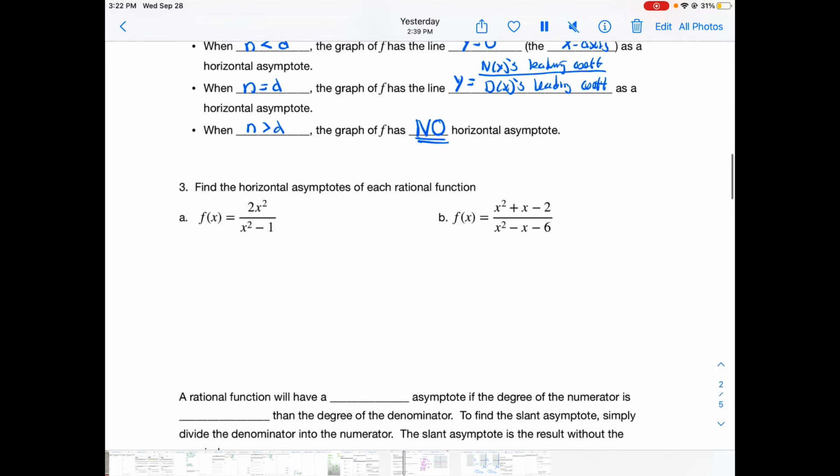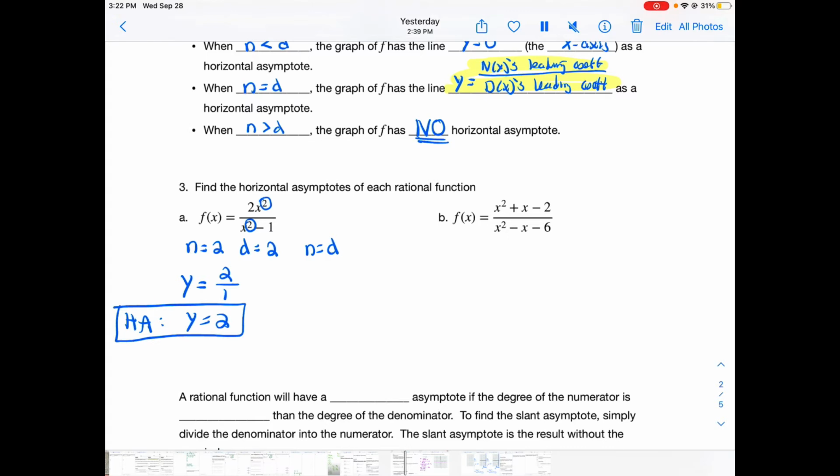So back to these two original problems that we started with, we're going to find our horizontal asymptotes. We already found vertical, so let's find our horizontal asymptote. The degree of the numerator is 2. The degree of the denominator is also 2. So n is equal to d in this problem. So my horizontal asymptote is going to be y equals the leading coefficient of my numerator, which is 2 in this case, divided by the leading coefficient of my denominator, which is 1. So y equals 2 would be my horizontal asymptote, which you can abbreviate HA, for this problem.